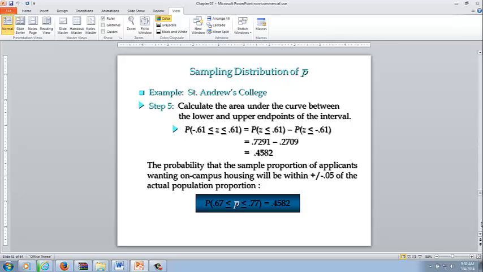Hence, we can answer the question this way. There is a 45.82% chance that a random sample of 30 will have a sample proportion between 0.67 and 0.77. Now try this if the random sample is 100, and you will see that the answer you will get will now be larger than 45.82%.